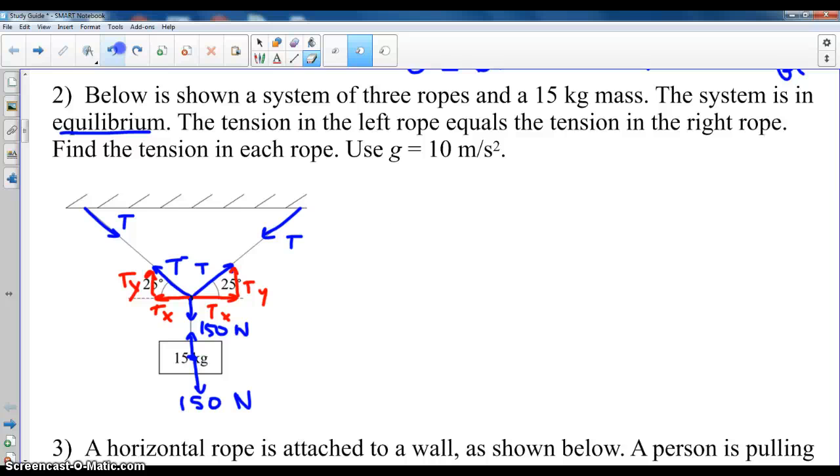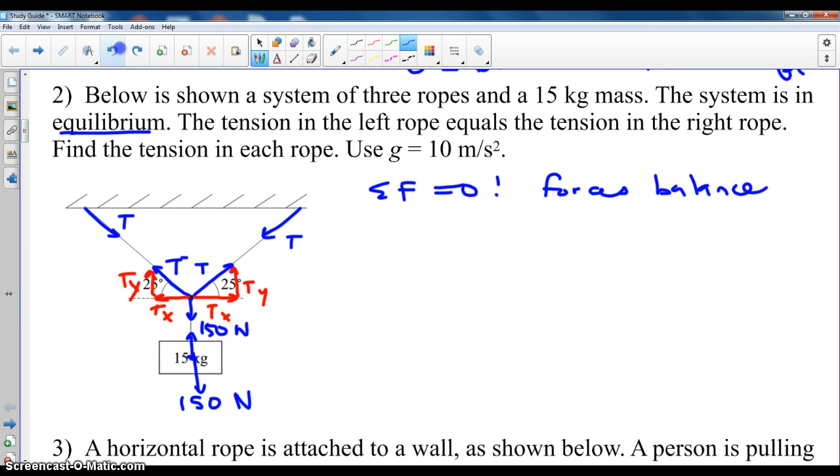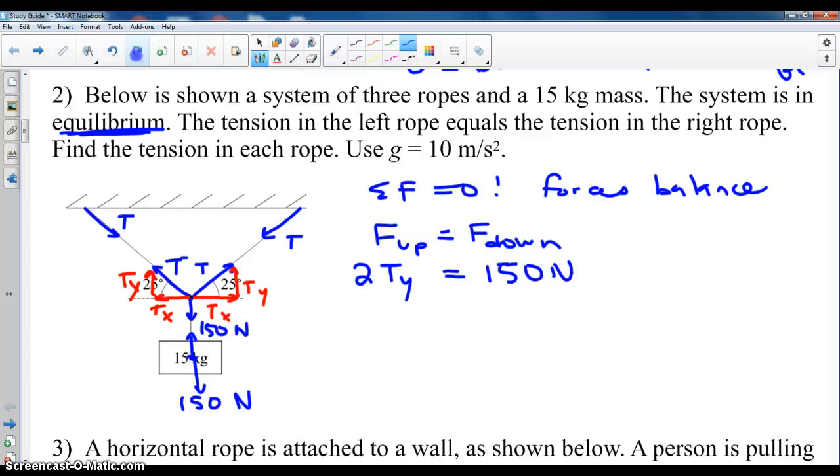The trick with these problems is to balance the y forces. So first, equilibrium, forces balance, because of that word right there. So the up forces balance the down forces. The two forces pointing up are Ty and Ty. Together they make 2 Ty. They are equal to each other because the hypotenuse is equal, and theta is the same, 25. That's what pulls up, 2 Ty. What pulls down is the 150 newtons of tension in that bottom rope. And so we solve for Ty, and we get 75 newtons.